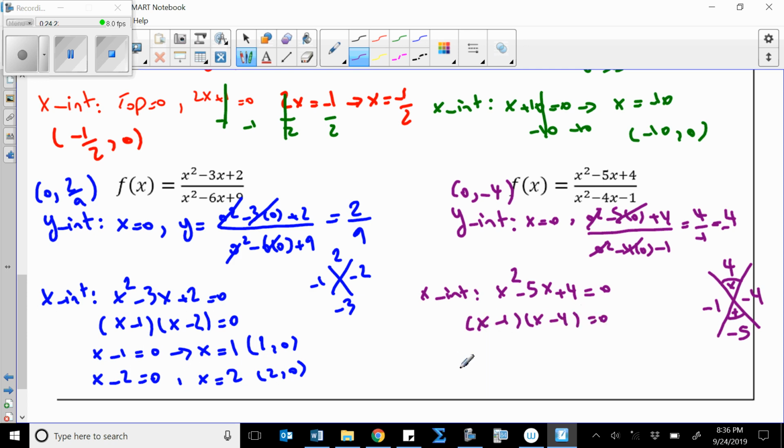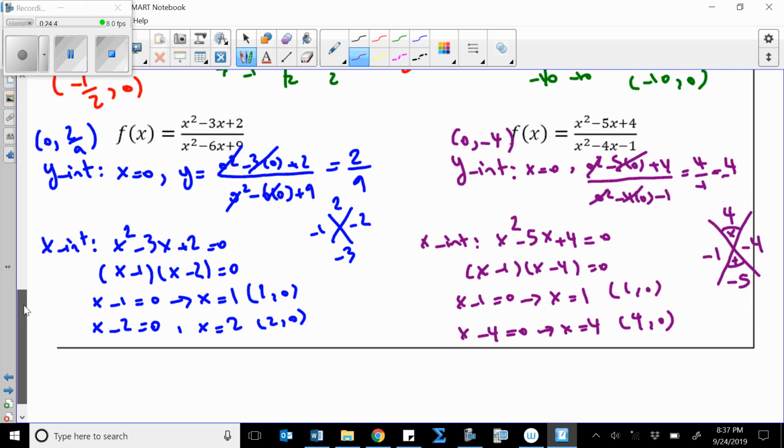Now you just need to set each of them equal to 0. x minus 1 equal to 0, then x is equal to 1. x minus 4 equal to 0, x is equal to 4. So your x-intercepts are 1 and 0, and 4 and 0.